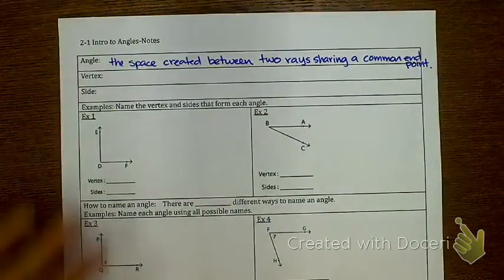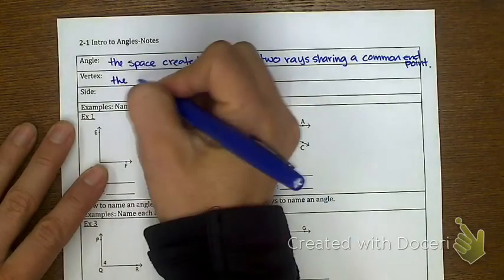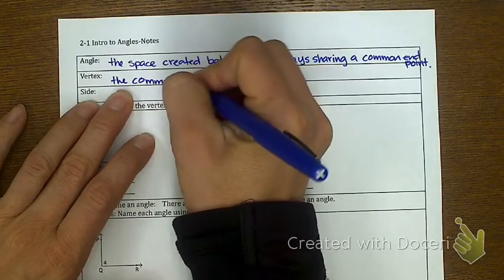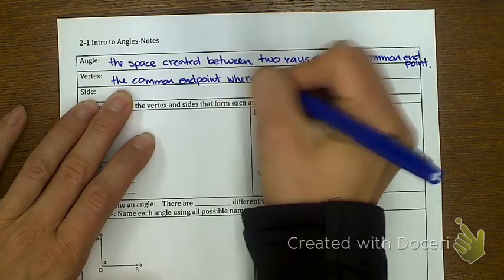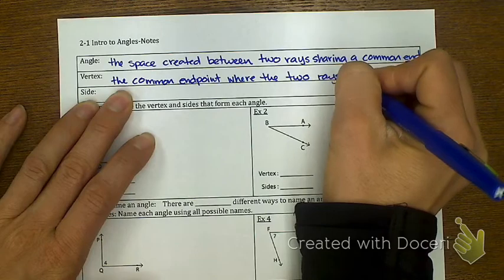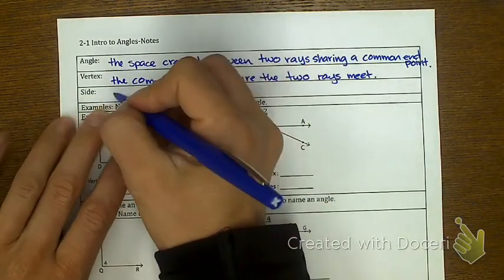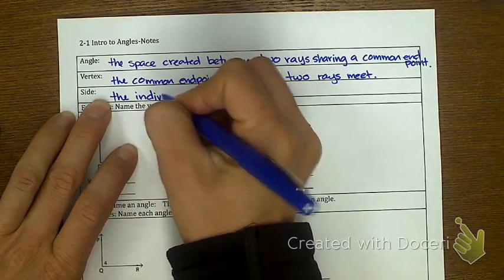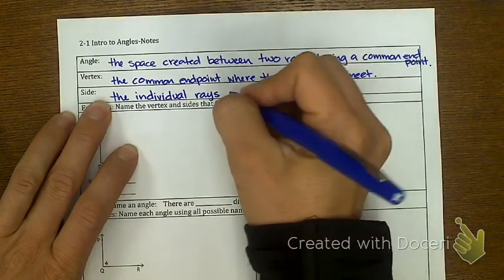Okay. An angle is made up of a vertex, which is the common endpoint where the two rays meet. And it's also made up of two sides. These are the individual rays composing the angle.